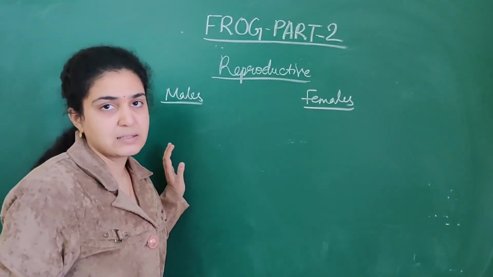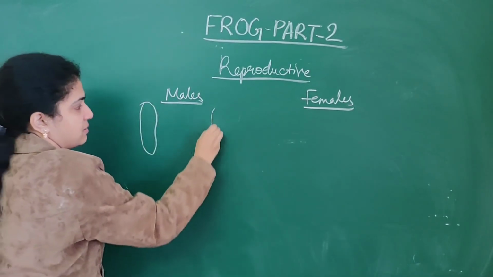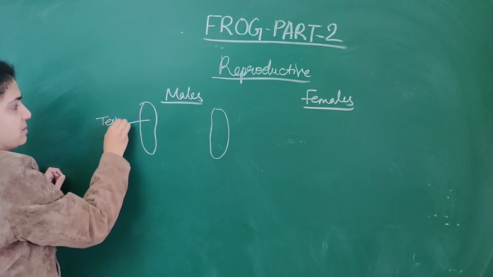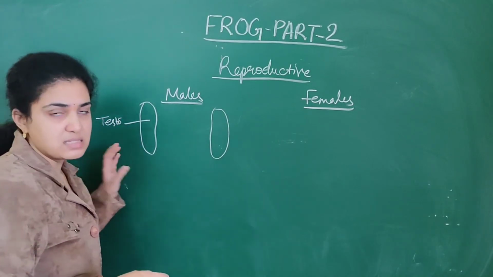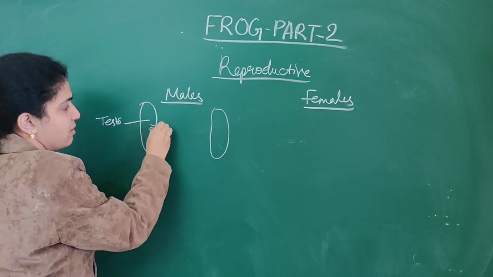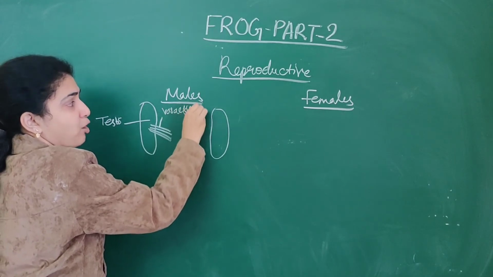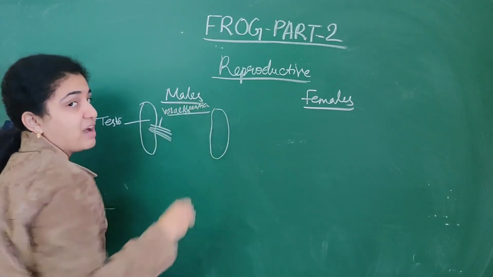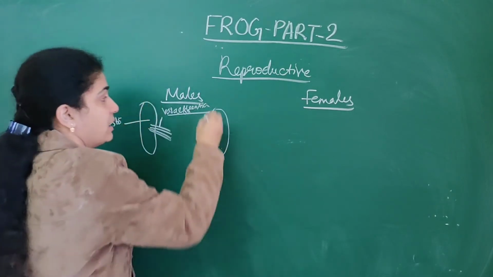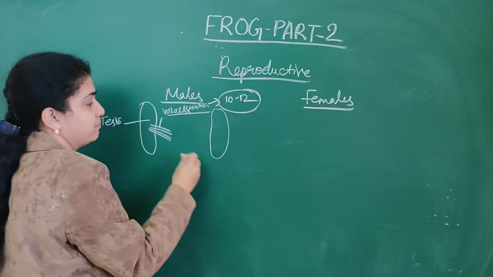Mainly in the males, a pair of testes is present. These testes will have numerous vasa afferentia. Important NEET question: how many vasa afferentia are present? They are about 10 to 12 in number. Important NEET question. 10 to 12 in number.